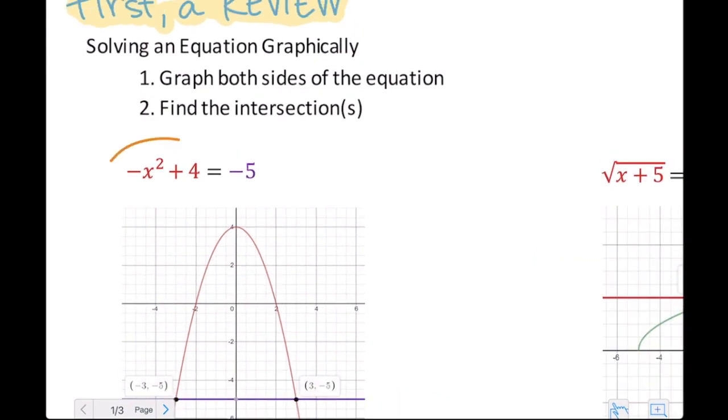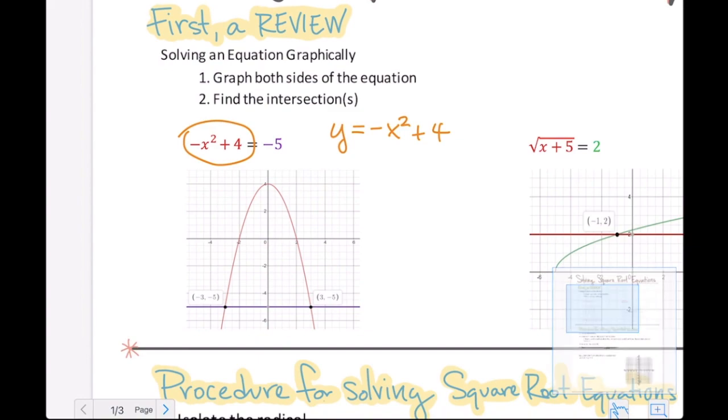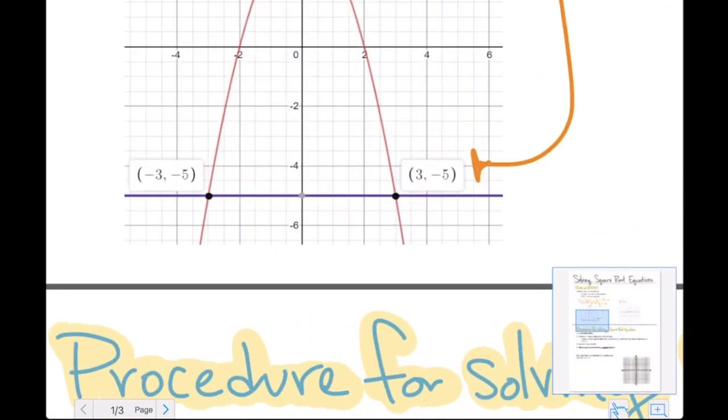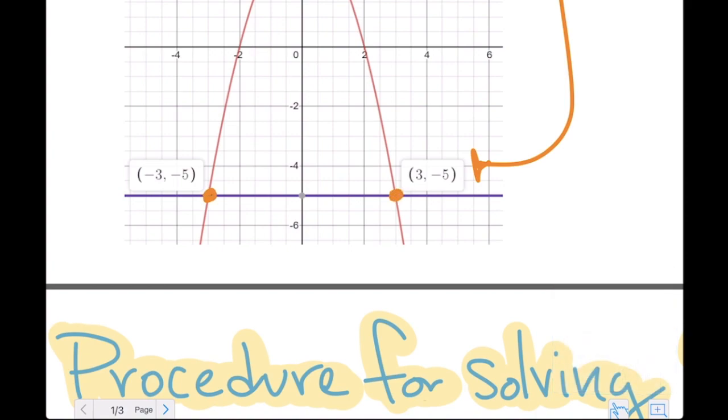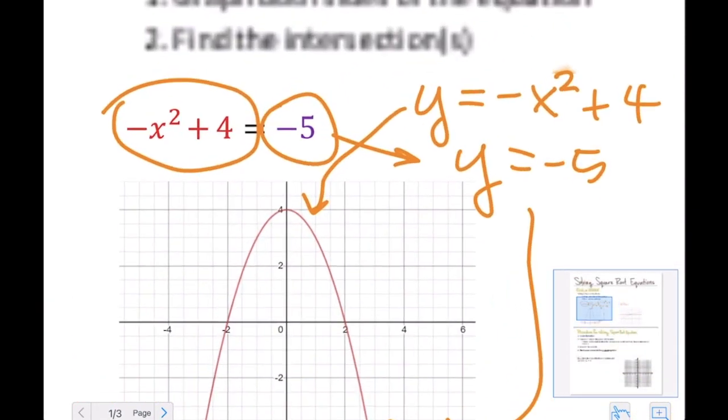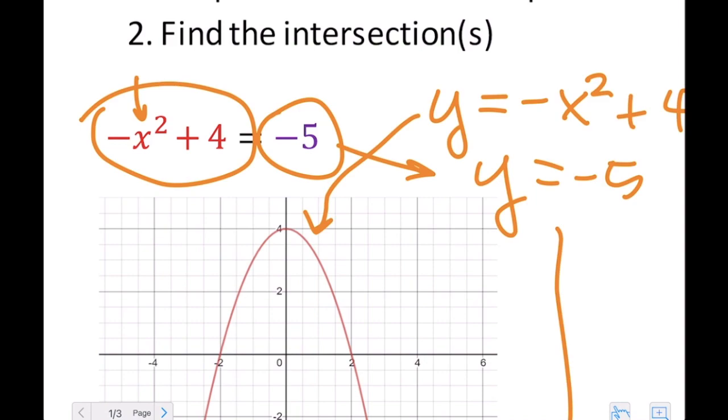So for example, I would consider this equation as y is equal to negative x squared plus 4. And if you notice, that equation corresponds with the red parabola. And then I would do this side of the equation as y is equal to negative 5. So that corresponds with this horizontal blue line. The solution to that equation is where the blue line intersects the parabola. So we would say that the solutions are negative 3 and positive 3. Notice we're solving for the x value, so that's the part that we care about.